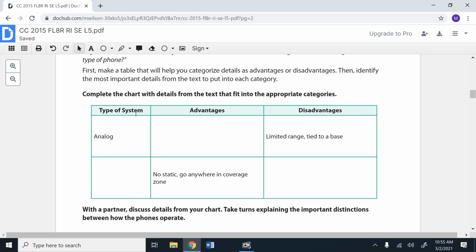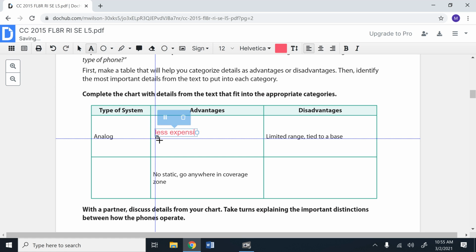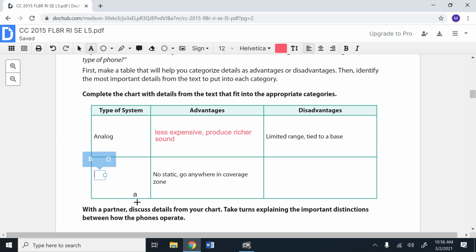So the type of system we have was the analog phone, and some of the advantages that I had listed was that it was less expensive and it produced a richer sound. Some of the disadvantages I read were that it was limited in range and it was tied to a base. Now, the next type of system that we were discussing was a digital phone. And the advantages that they listed was that there was no static and you can go anywhere in coverage zone. The disadvantages, however, that we had listed was that they can sometimes sound jumpy.